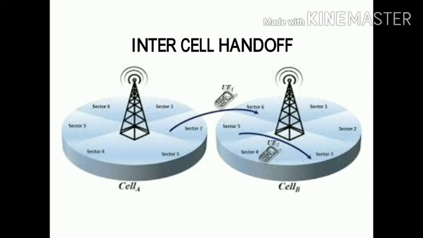And the inter-cell handoff occurs when the mobile station is moving away from the cell controlled by different MSCs. So you can see in the image that a mobile is moving from cell A to cell B and the call is controlled by two different MSCs.